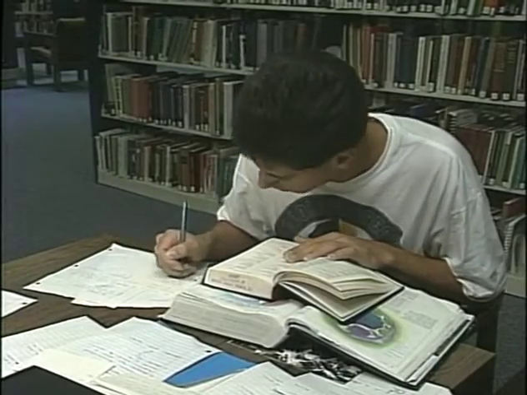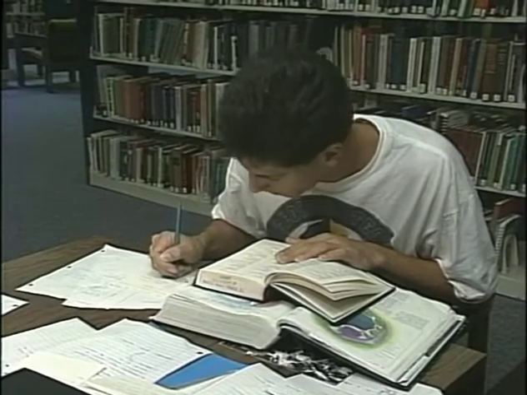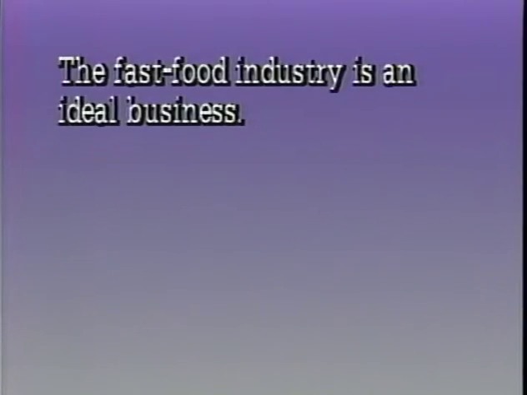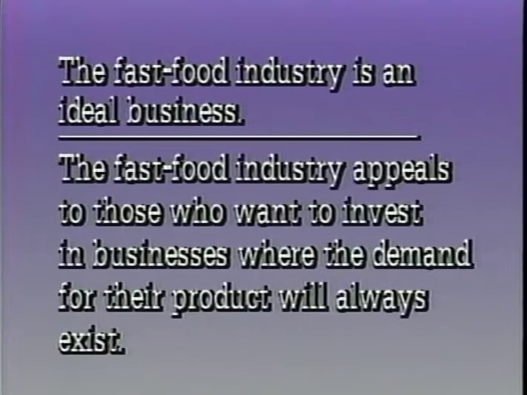The following sentence is too open-ended and would require you to write far too much on the subject. The fast food industry is an ideal business. The word ideal needs to be limited and defined. Ideal for what or for whom? The fast food industry appeals to those who want to invest in businesses where the demand for their product will always exist. Now you have a sentence which is more limited in scope, with terms that are easier to define.